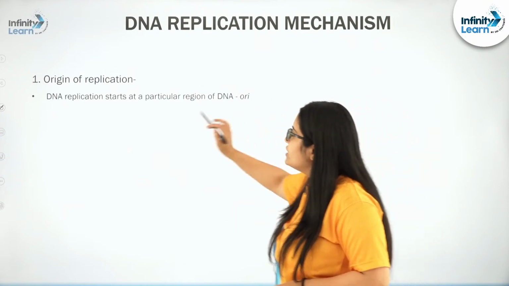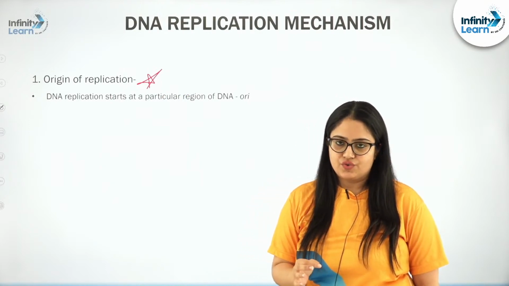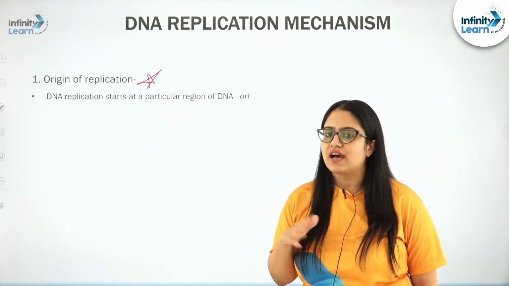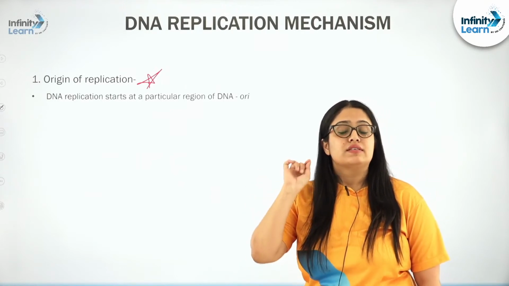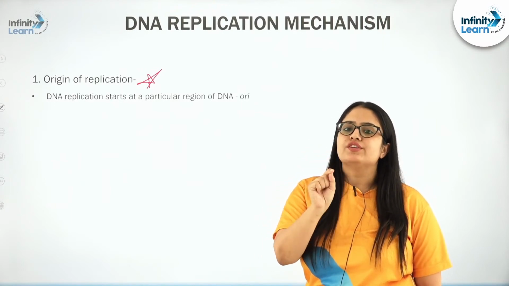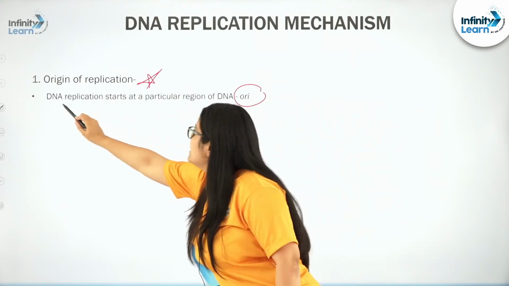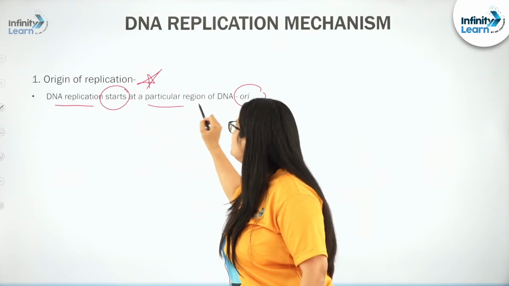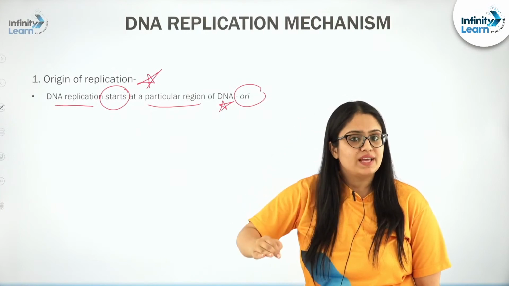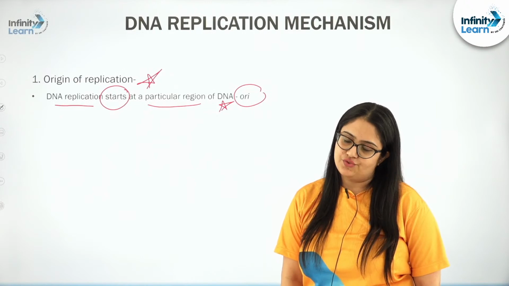See students, what is origin of replication? Origin of replication, DNA polymerization, right. This replication process of DNA does not start anywhere on the entire length of the DNA. Rather, this DNA polymerization will start at a particular point on DNA known as ORI. So, DNA replication starts at a particular region of DNA known as ORI, right. So, these are the specific places which are capable of starting DNA polymerization, right.